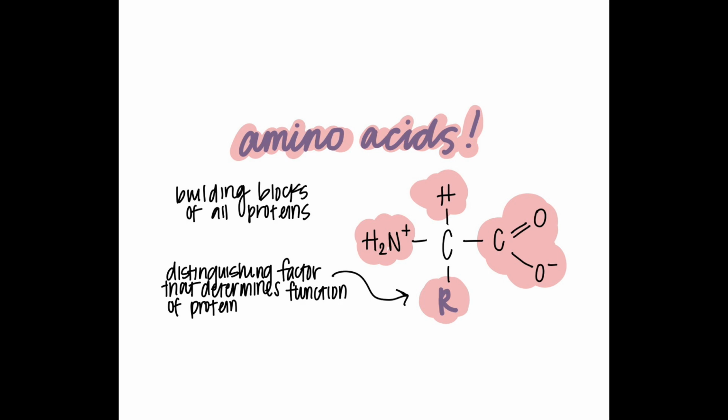As I said, the R group determines the function of the amino acid, and we can separate the 20 amino acids into 4 separate groups based on the properties of their R group. And this would be acidic, basic, polar, and nonpolar.